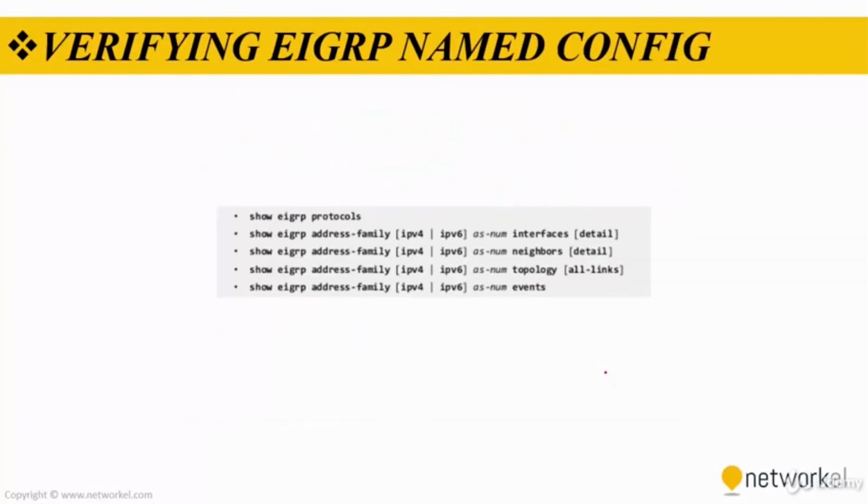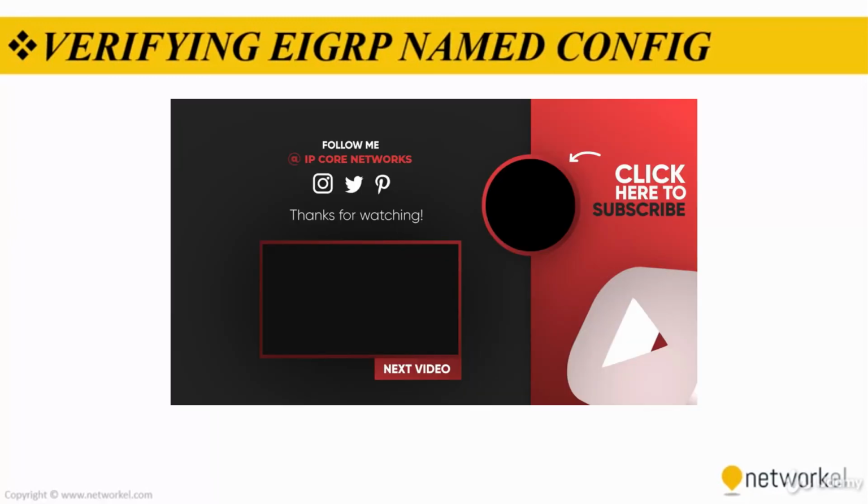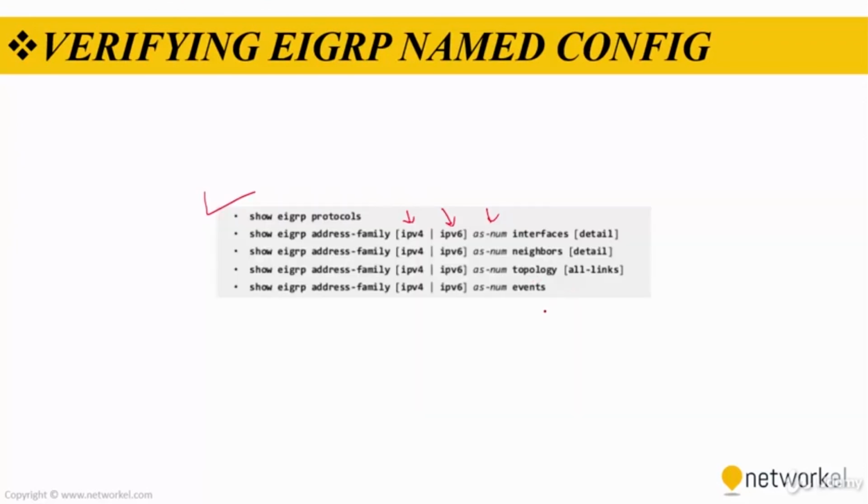And if we want to verify the EIGRP named config, we are using show ip eigrp protocols, and show eigrp address-family IP version 4 or 6 with the AS number, with interfaces detail, neighbors detail, topology, and all-links events commands.